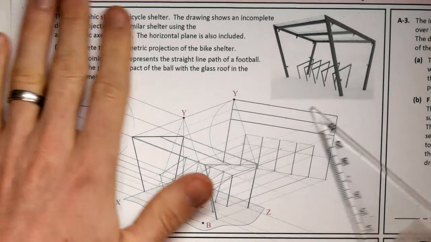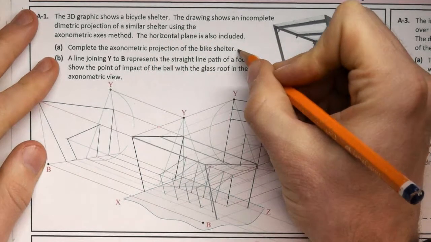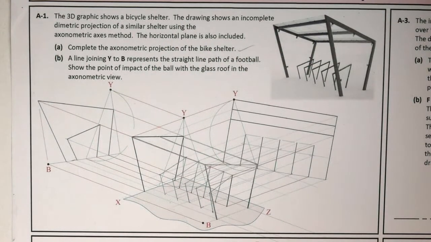Okay, so that is the completed axonometric of the bike shelter. Alright, bit finicky, a few little bits in it, but very doable. If you can just get it done one step at a time.